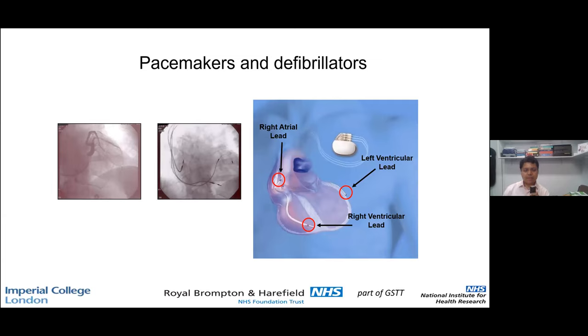So if a patient presents with complete heart block, they'll need a pacemaker. But if the diagnosis is cardiac sarcoidosis, the recommended device is actually a cardiac defibrillator. The reason for this is that a cardiac defibrillator will provide all the functions of a pacemaker. But importantly, if the patient in the future was to develop cardiac arrest due to a ventricular arrhythmia, the defibrillator can treat this as well. So we don't like patients to have too many unnecessary procedures.